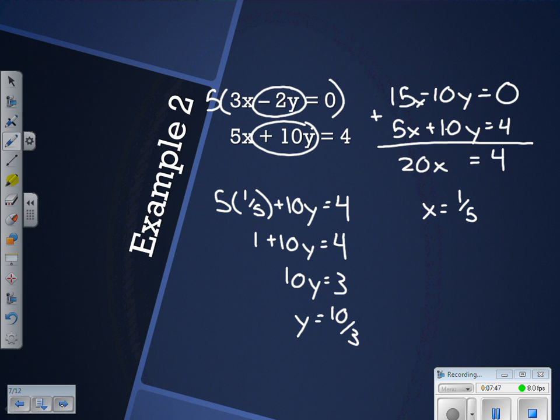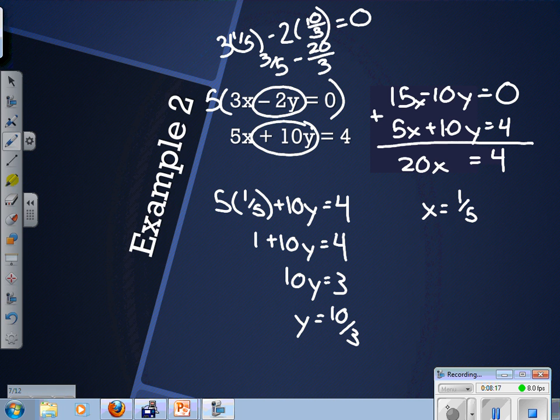If I wanted to, just make sure I'm right, it's really easy to always check these. You just kind of plug back in. Like up here, if I do 3 times a 5th minus 2 times 10/3, well, if that's my answer, those should become 0 when I combine them. So right here, I've got 3/5 minus 20/3. So when I do that, I don't get 0. So that tells me I did something wrong, which is fine.